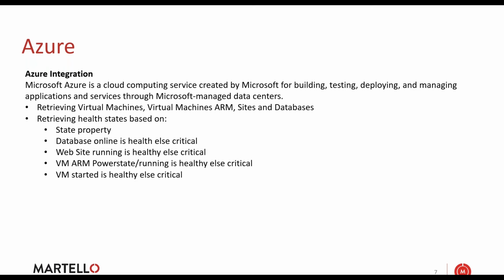But for Azure, it's as simple as retrieving the virtual machines, the sites, the databases. We're basing our health on the state property: whether it's online, whether the website's running, the VM is started, then it's considered healthy. If it's not started, then it's considered critical. That's been helpful for a lot of people who spin up and shut down VMs on a regular basis. They can see which ones are up and running and which are not on a pretty easy basis, whether those things are in boards or whether they're in services as we've deployed Azure itself.